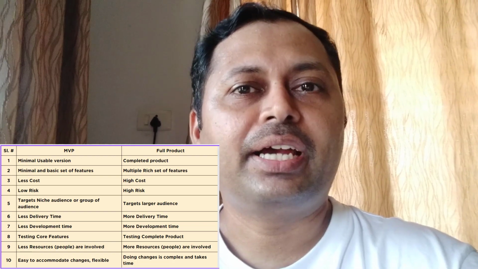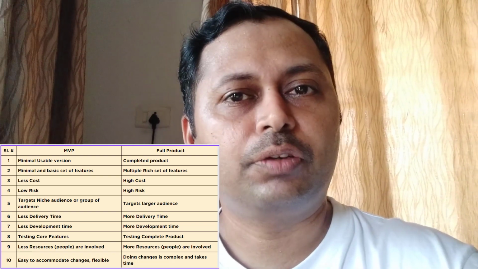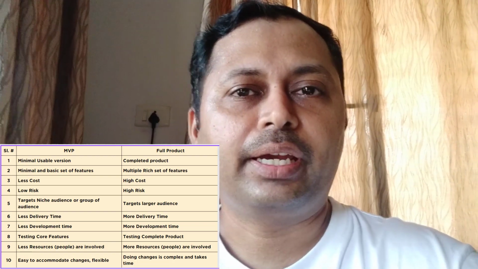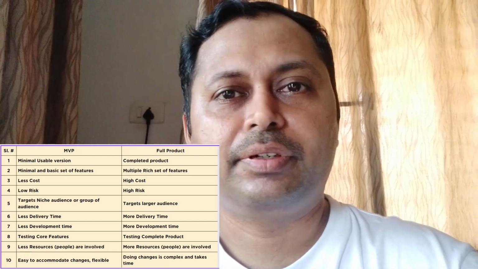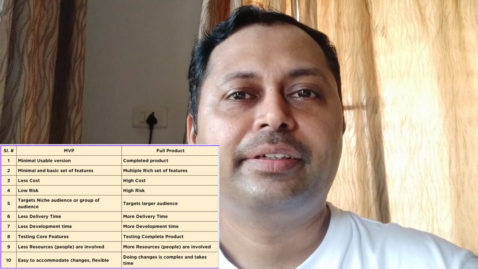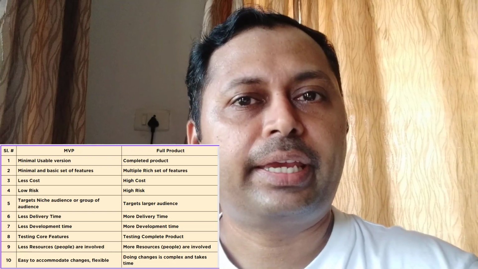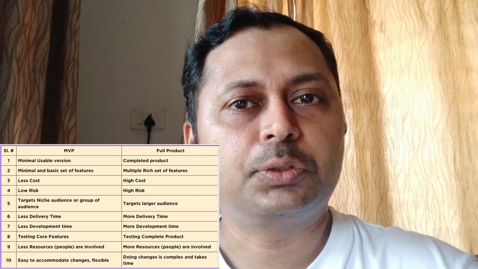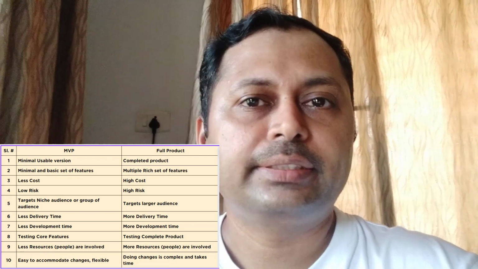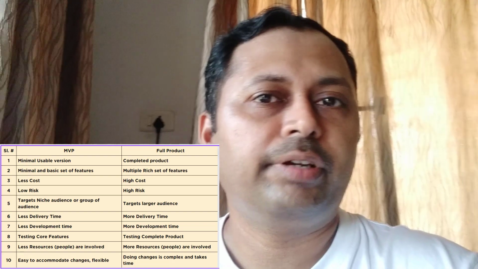In case of MVP, we target a niche audience or a group of people to test our product. In case of a final product, it is a huge set of customers or end users who will be targeted. In case of MVP, it has less delivery time versus the final product which has more delivery time. The delivery time comprises, again, the development time and also the testing time. The development time is also less in case of MVP, whereas it's more in case of the final product.